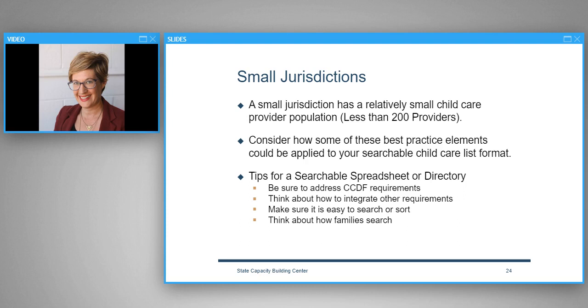If you're a small jurisdiction considering this approach, there are some tips to ensure that you meet CCDF requirements, as well as ensure that your list is family friendly. So you do want to make sure that you address CCDF requirements. And for the child care search tool or the searchable list, that basic requirement is to make sure that it's searchable by zip code. But you could also consider, as Amy spoke about earlier when we were talking about integrating other requirements from your consumer education website, think about integrating inspection and monitoring reports or corrective actions or quality ratings.